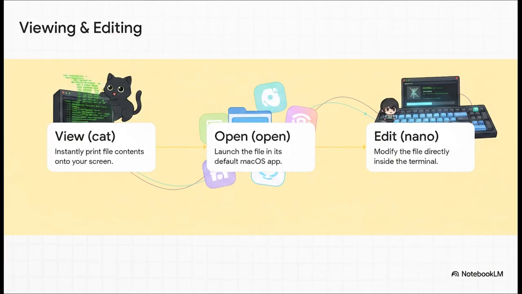If you need to safely peek inside a text file, follow this sequence. First, use cat. It just instantly spits the contents of the file right onto your screen. Second, if you'd rather open that file in its normal Mac app, just type open and the file name. And third, to edit directly inside the terminal, use the nano text editor. It's super simple. Just remember the keyboard shortcuts are at the bottom of the screen. Control-O to save and Control-X to exit back to the prompt.